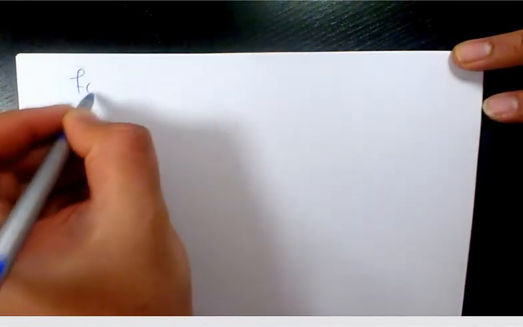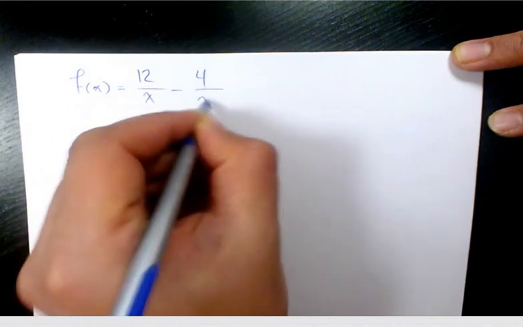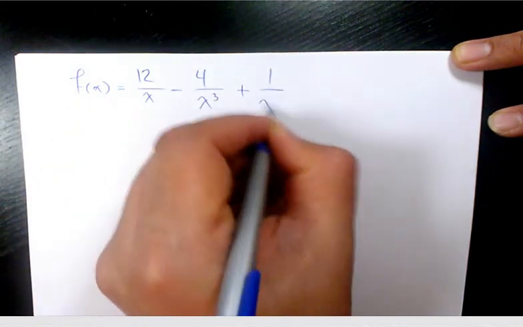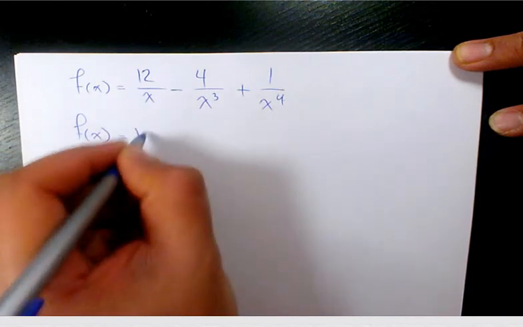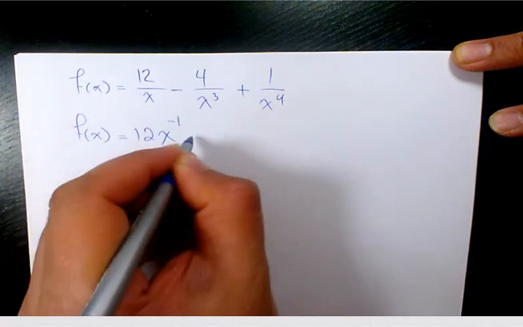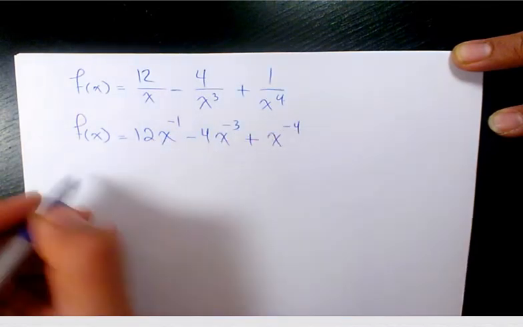Next example. F of x is 12 over x minus 4 over x cubed plus 1 over x to the power of 4, which if you rearrange it in negative power is going to be 12x to the power of negative 1 minus 4x to the power of negative 3 plus x to the power of negative 4.